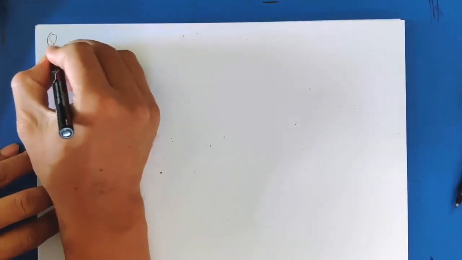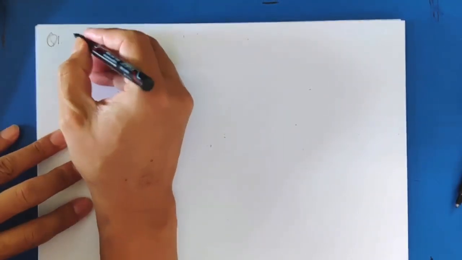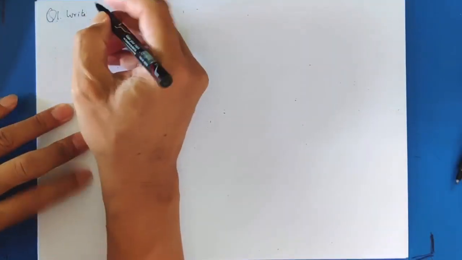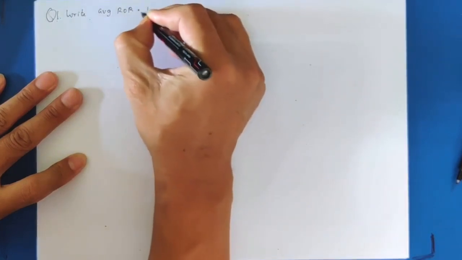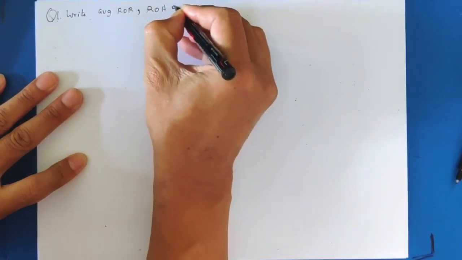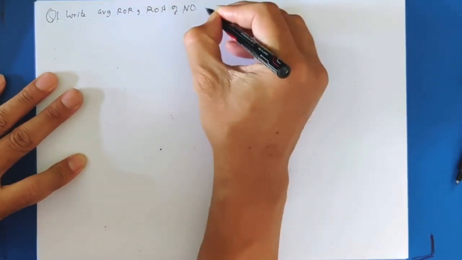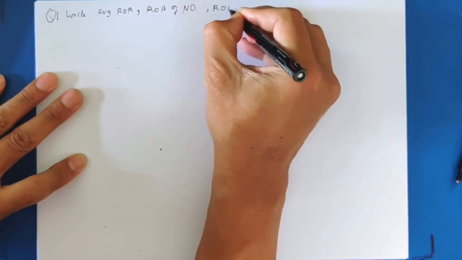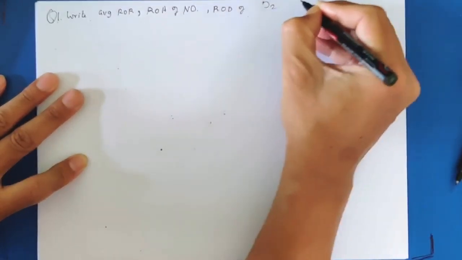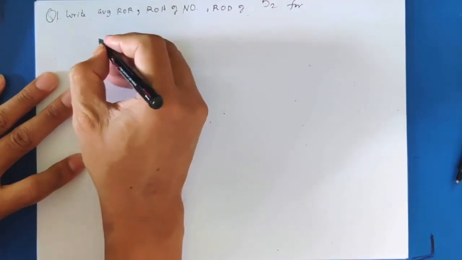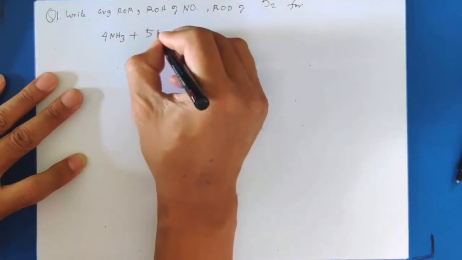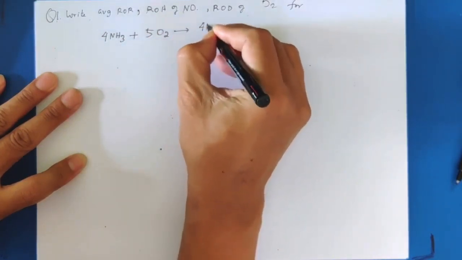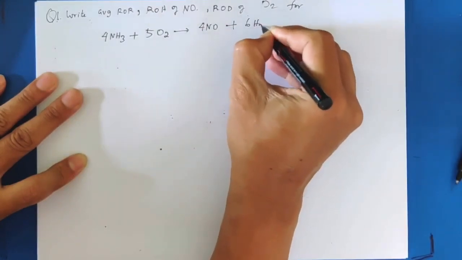Now the numericals. Okay, find the average rate of reactions, the rate of appearance of nitric oxide, and the rate of disappearance of oxygen for the following reaction. Say ammonia plus 5 O2 is giving 4 NO plus 6 water molecules.